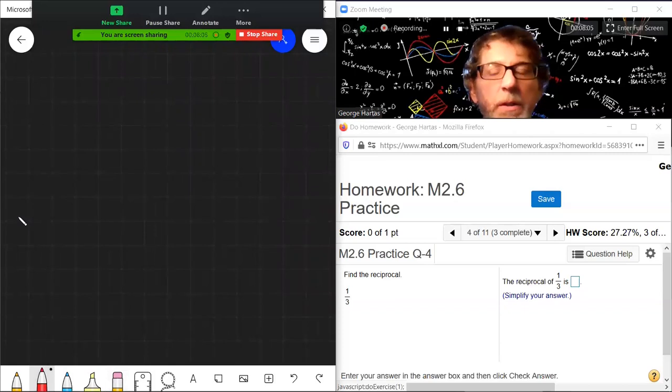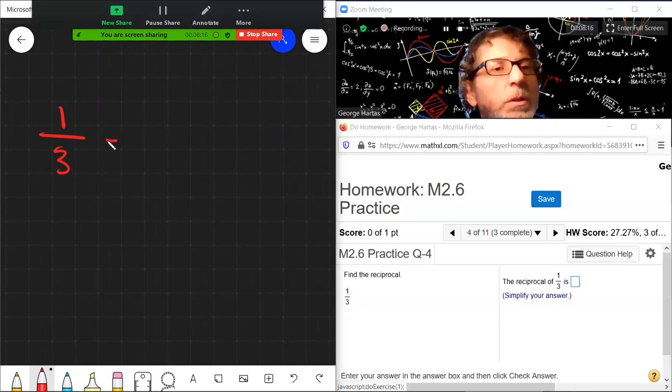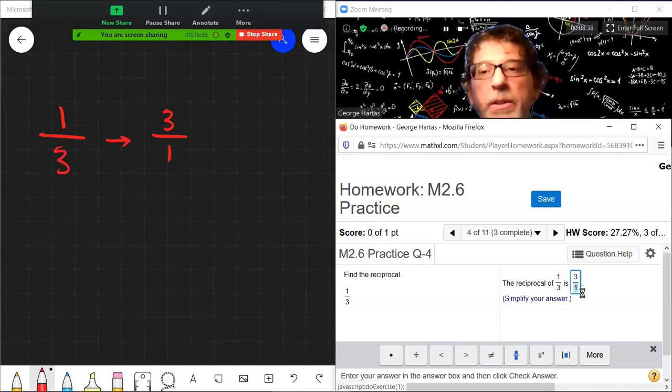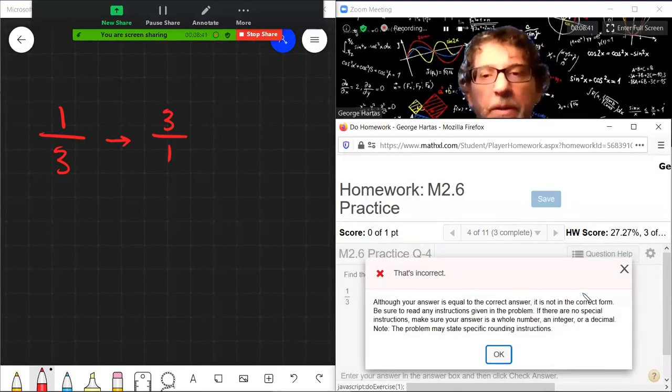Let's keep moving. So we have 1/3. Okay, find the reciprocal. So again, we're going to change the positions of denominator and numerator. So we have 3/1. All right, so this is the reciprocal, 3/1. So let's put that in there and see if it works, right? So it better work. Oh no, what happened? Oh, that's right.